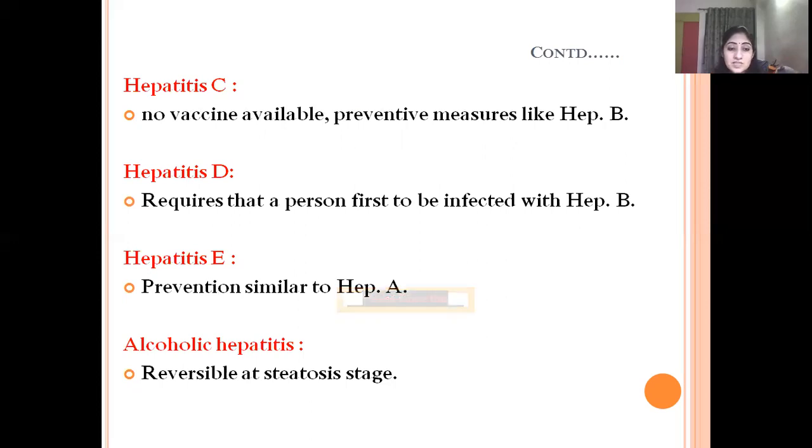In case of hepatitis C, prevention is similar to hepatitis B. For alcoholic hepatitis, it is reversible at the steatosis stage, so it is better to stop alcohol consumption to prevent further damage to liver cells.